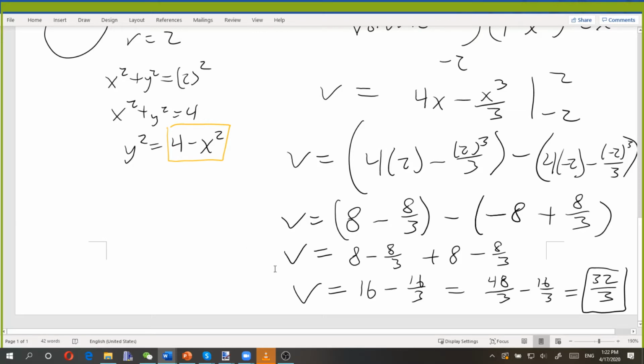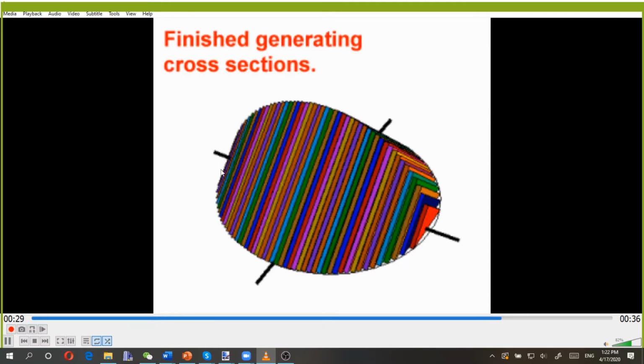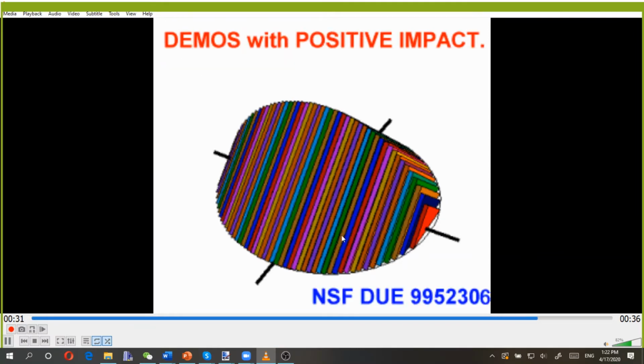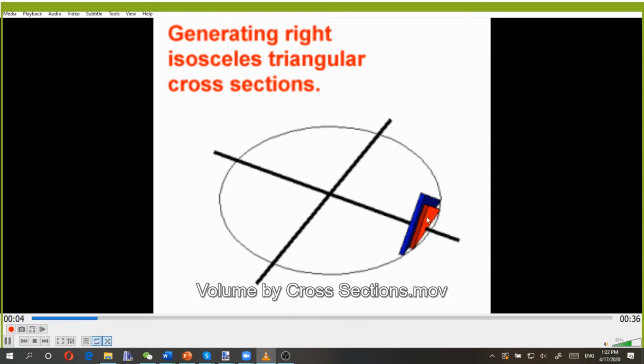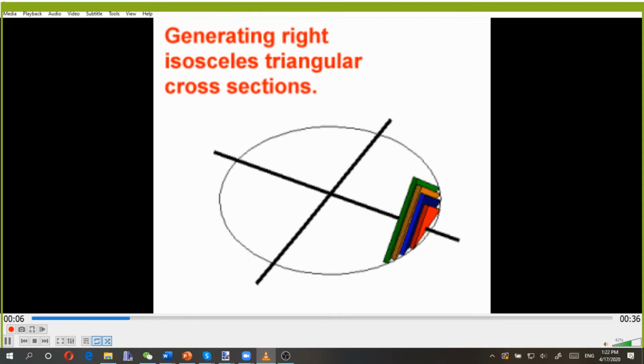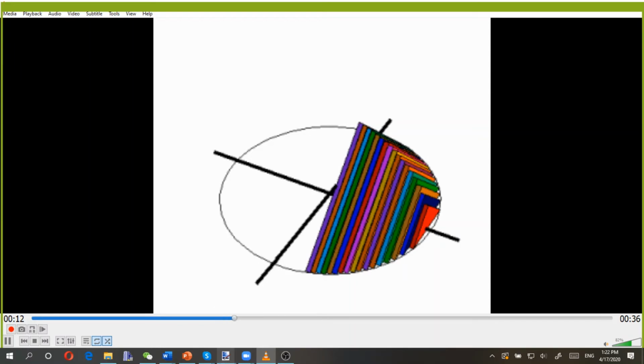If we kept stacking isosceles right triangles on top of each other, onto a base that was a circle with a radius of 2, we would end up with a total volume of 32 over 3 units. Any questions on what we did? That was a lot.